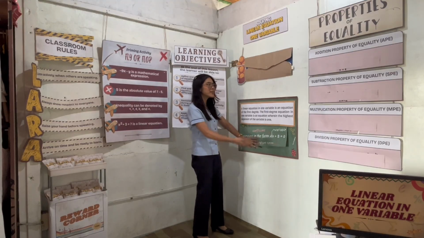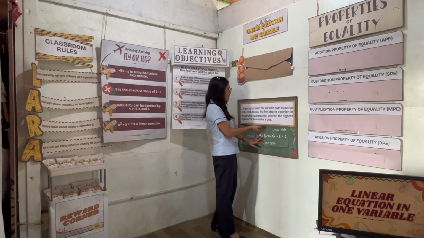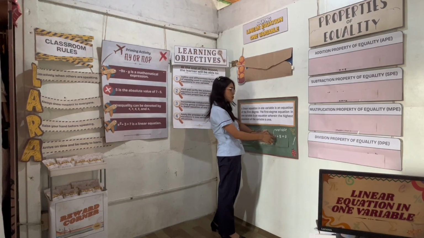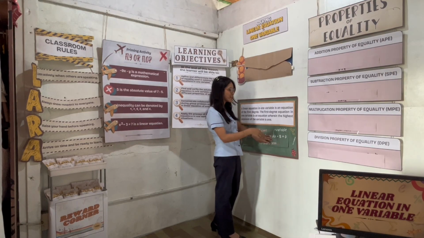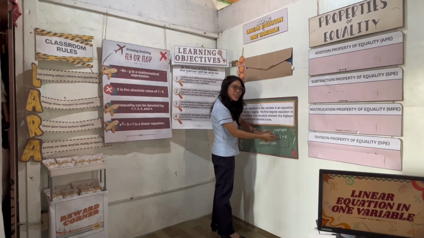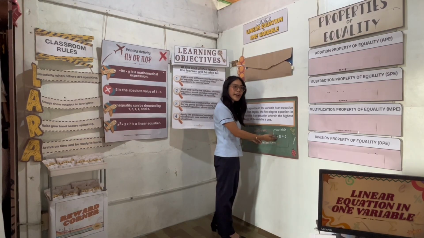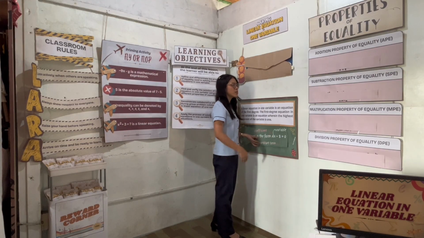Now, with the given meaning, it says that the exponent of the variable is always 1. So it cannot be written in the form x squared, x cubed, and so on and so forth.